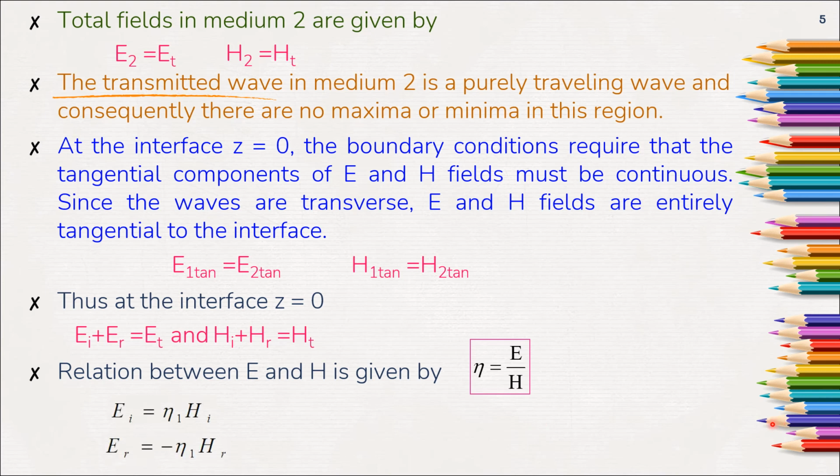So if this is the condition, what will be Ei? Ei is nothing but the incident component of the electric field. So Ei is equal to eta 1 into Hi. Whereas look into the reflected component of electric field, you have minus eta. Why minus eta? Because the reflected component is opposite in direction to the incident component. So we have Er is equal to minus eta 1 into Hr.